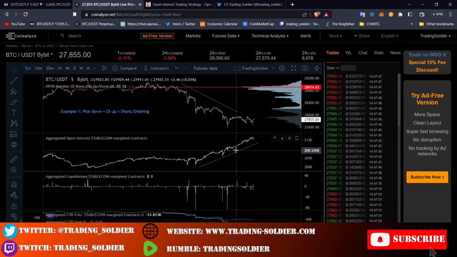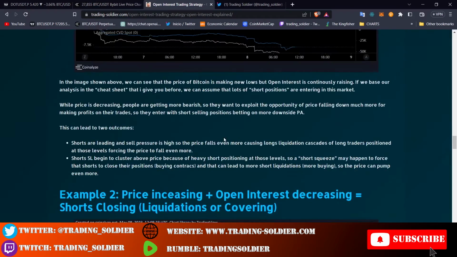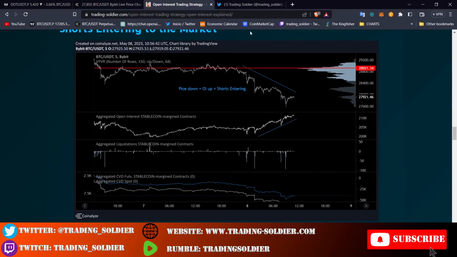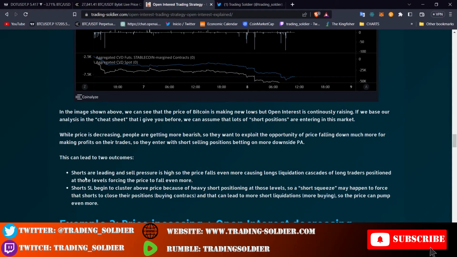So this can drive to two outcomes, as I say here in my blog in example number 1. Yes, example number 1. That is the same that we are discussing here live in the live chart. If we go here, you can see that the first outcome you can expect from these movements in open interest and price is that shorts are leading and sell pressure is high. So the price falls even more, causing more longs liquidation cascades, and this causes the price to fall even more.